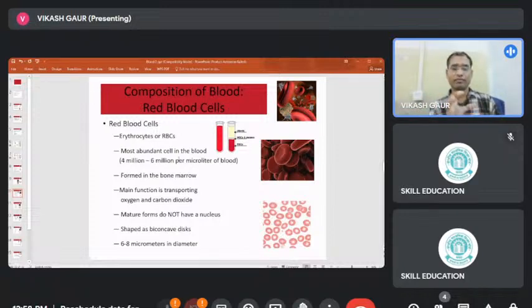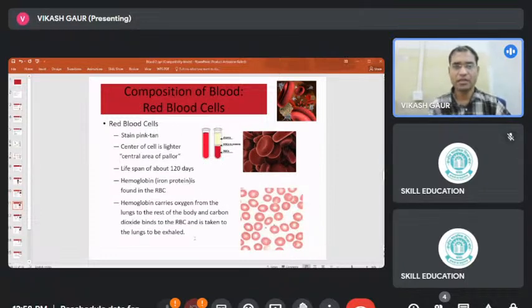This is the main cell formed in the bone marrow and transported from the bone marrow to the blood circulation. The main function of RBCs is transporting oxygen and carbon dioxide both ways. The mature form doesn't have a nucleus, as you can see in the picture; the central part is clear without a nucleus. In the earlier phase, RBCs have a nucleus, but later on they mature and the nucleus disappears. The shape is a biconcave disc, 6 to 8 micrometers in diameter.